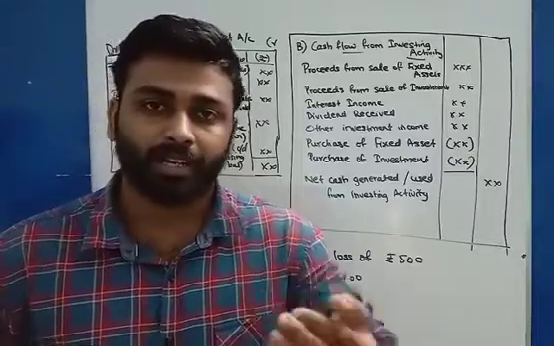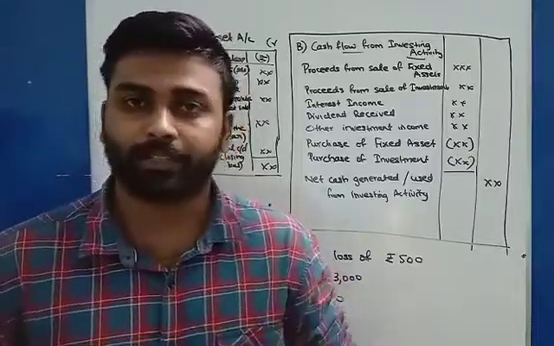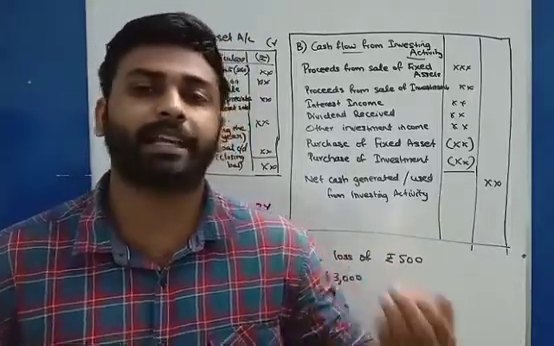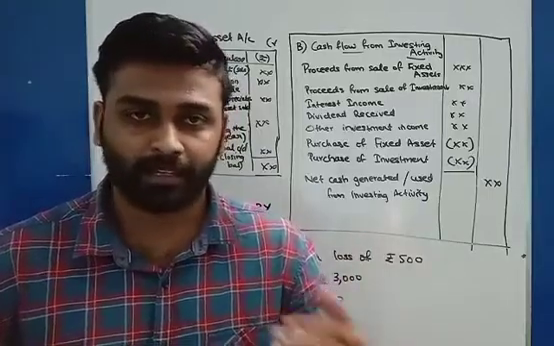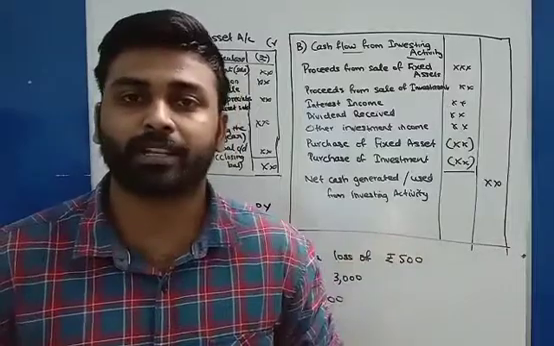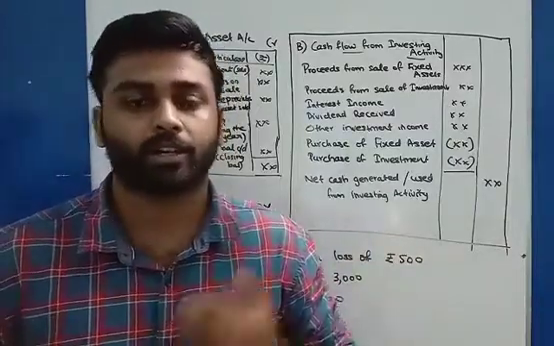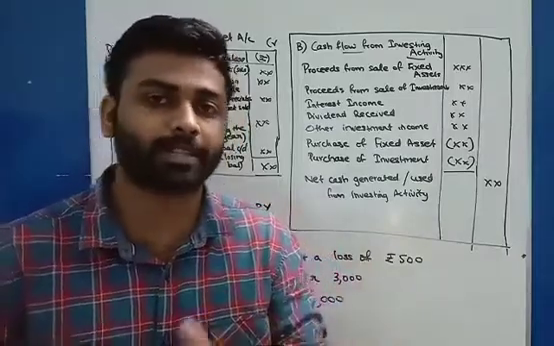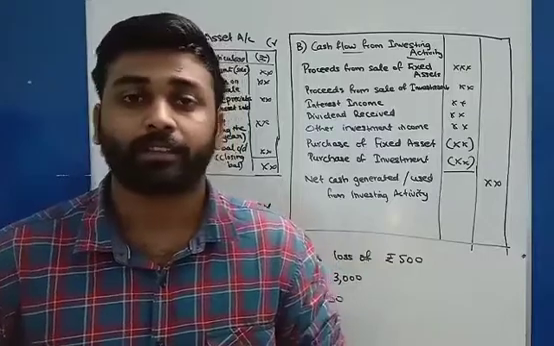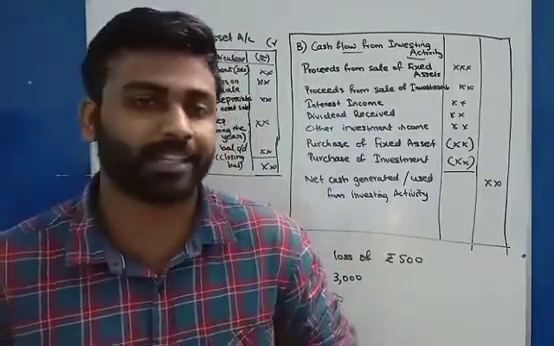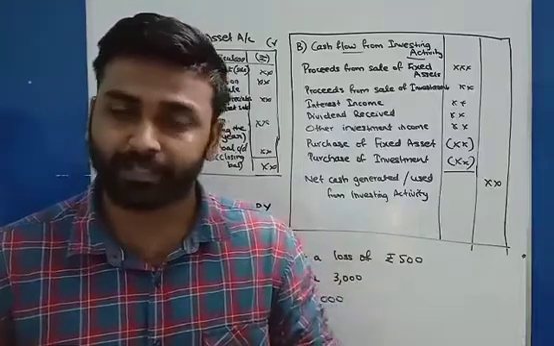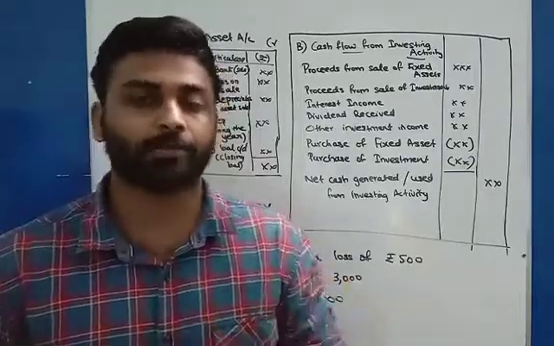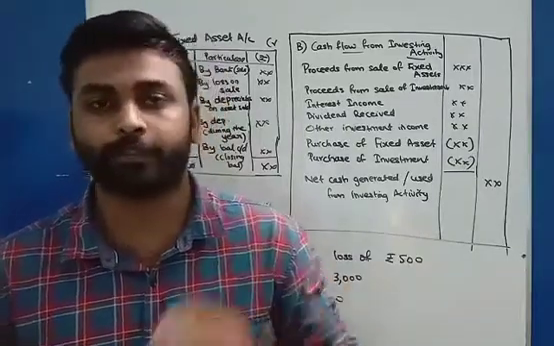So what is the main inflow from investing activity? The main inflow from investing activity is the proceeds from the sale of fixed assets and investments. When we sell investments, we receive cash, so that is an inflow. This inflow also includes the income received from investing activities, like interest received, dividend received, rent received and all other income from investing activity, which will also lead to an inflow of cash.